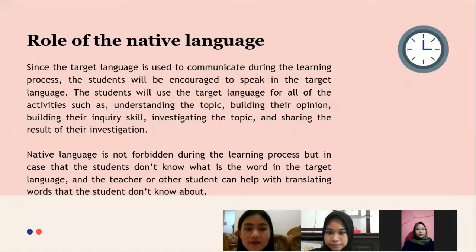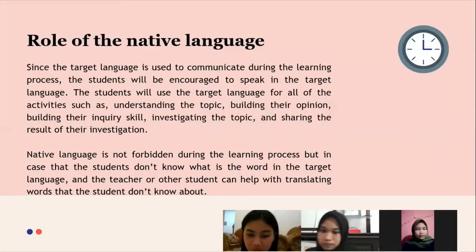Then, role of the native language. Actually the target language is used to communicate during the learning process. The students will be encouraged to speak in the target language. The students will use the target language for all of these activities, such as understanding the topic, building their opinion, building their inquiry skill, investigating regarding the topic, and also sharing the results of their investigation to their classmates.